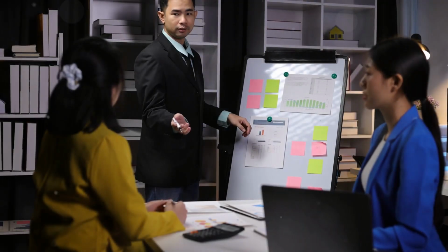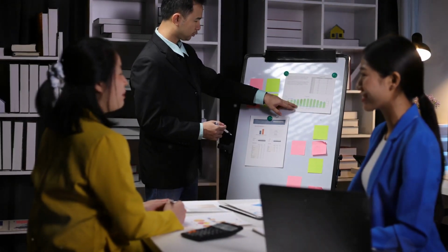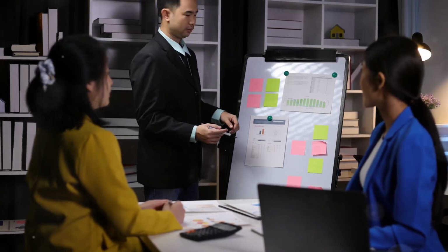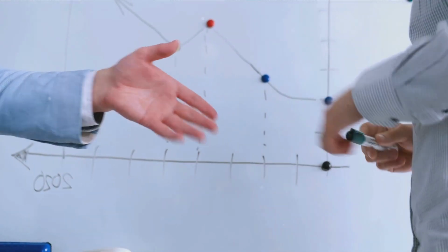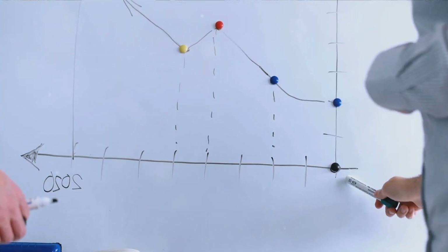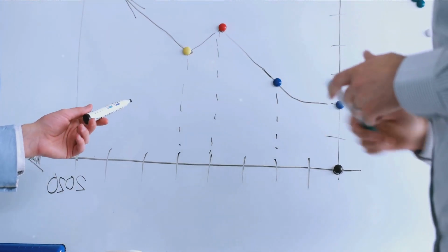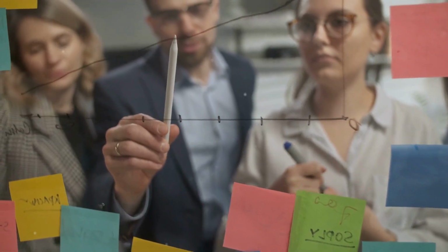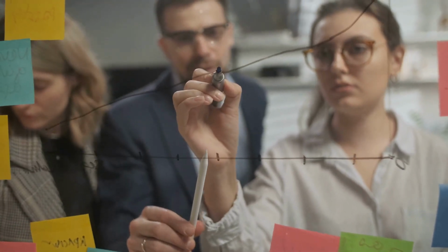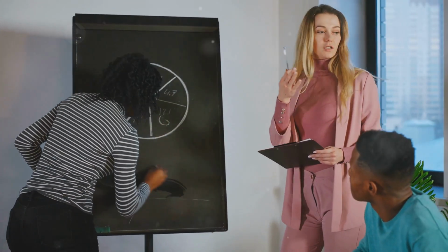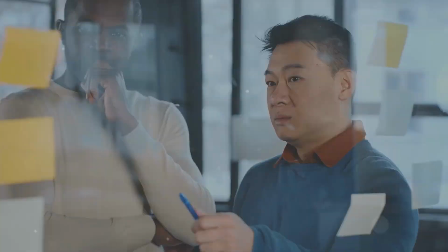Force field analysis typically involves creating a visual representation of these driving and restraining forces. A vertical line represents the current situation or status quo, with an arrow pointing towards the desired goal or outcome. Driving forces are listed on one side of the line, pushing towards the goal, while restraining forces are listed on the other side, pulling away from the goal.